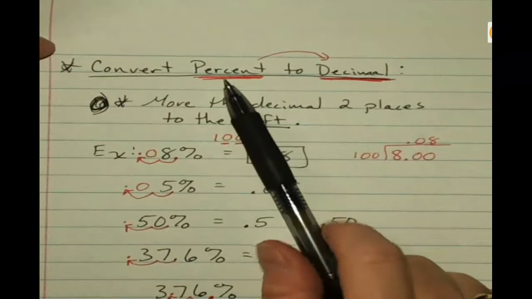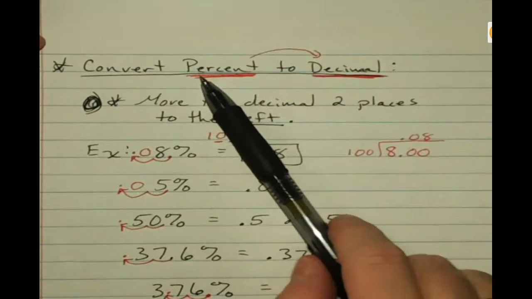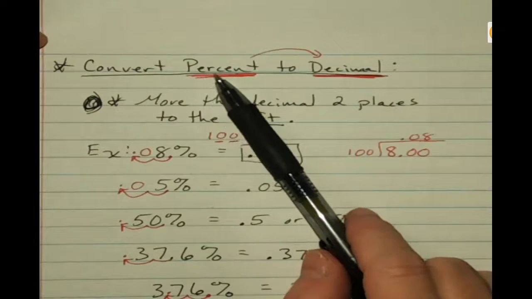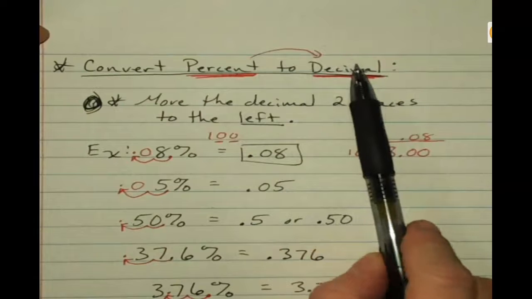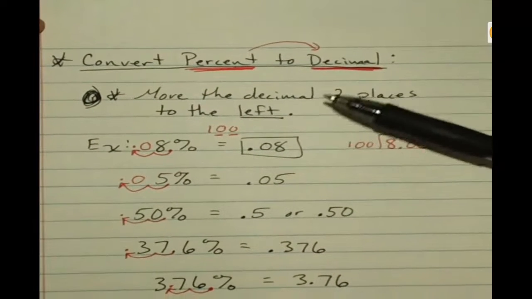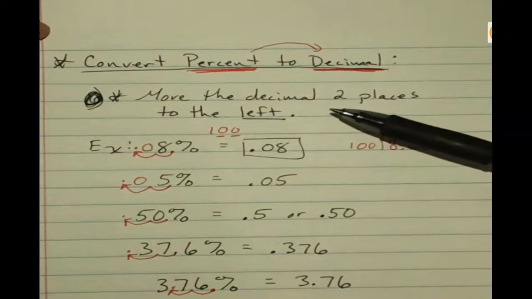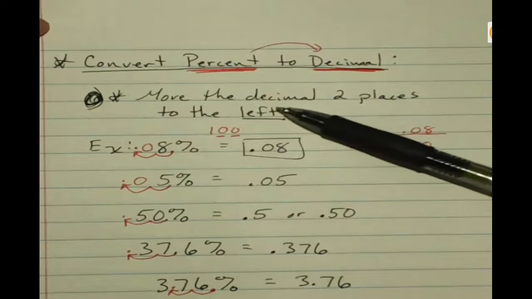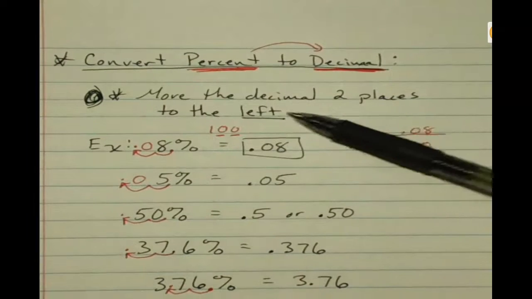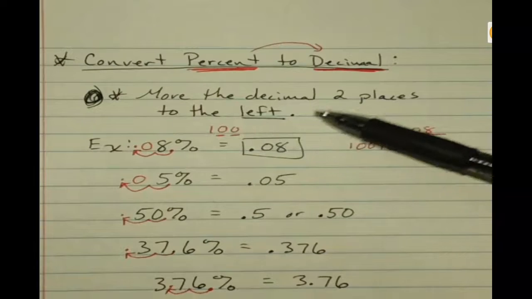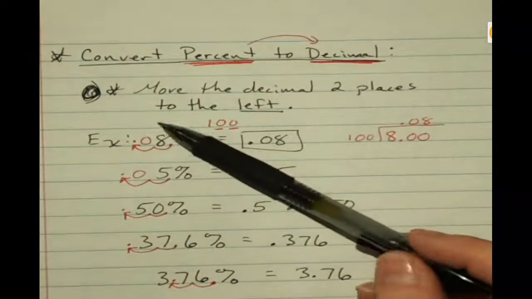I'm going over the notes we've had. Convert percent to a decimal. Remember, you can divide by 100. You move the decimal 2 places to the left, 2 places, because we're dealing with 100, and there's 2 zeros.